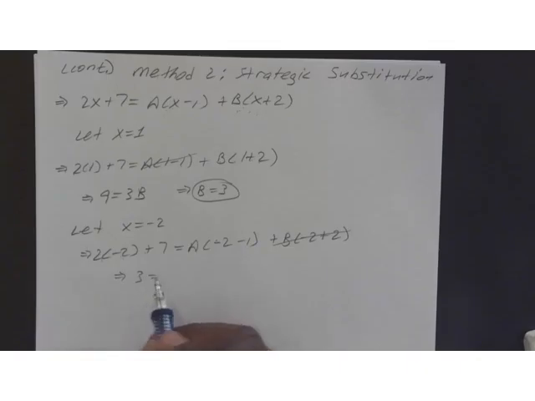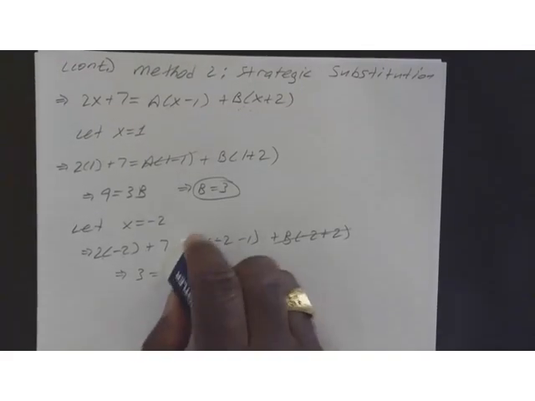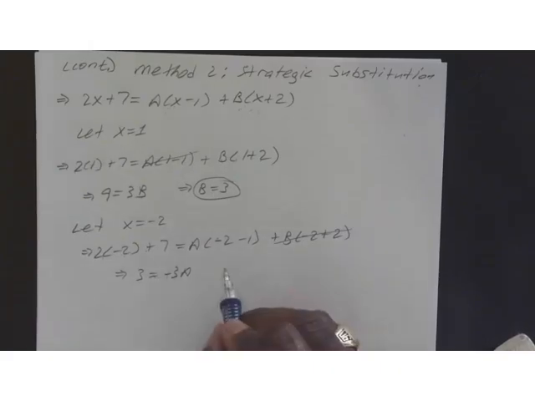So we have 3 is equal to A times negative 2 minus 1, which is negative 3. So you can just say negative 3A or A times negative 3. Doesn't matter. So negative 3A. So if we divide both sides by negative 3, we get A is equal to negative 1.